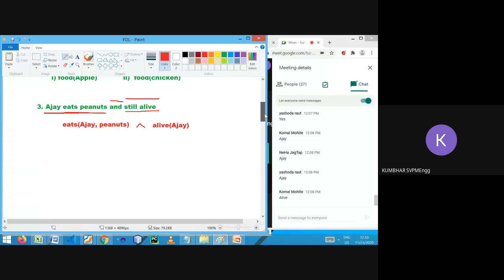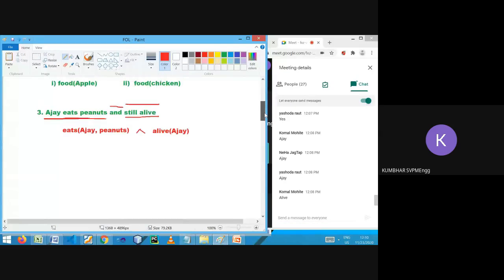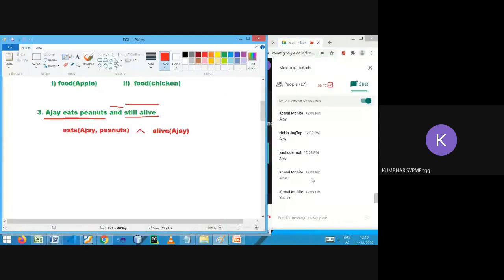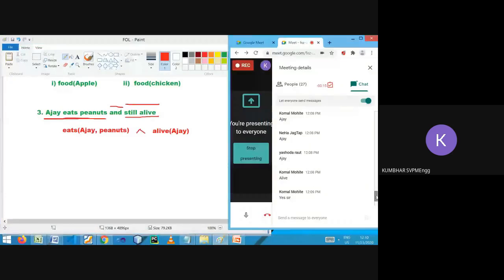Do you understand this statement? Please reply so that we can go next. Replies are very less actually. Others have just joined, or they are understanding, I'm not getting. Okay, go next now.